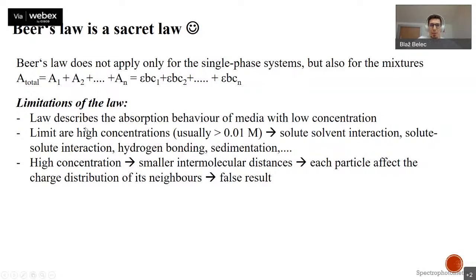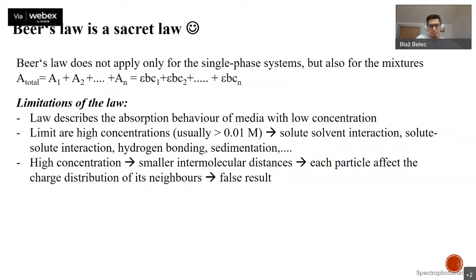However, we have some limitations of the law. It only applies for absorption behavior of media with low concentrations, because at higher concentration it can happen that we get solute-solvent interactions, solute-solute interactions, hydrogen bonding, sedimentation, and so on. With higher concentration, we also have smaller intermolecular distances, and each particle affects the charge distribution of its neighbors, and we get a false result.